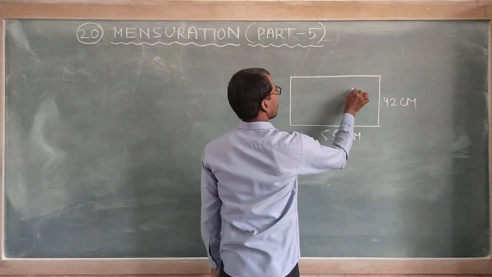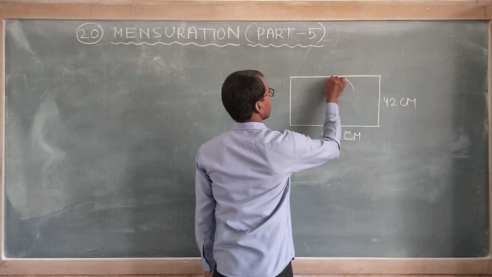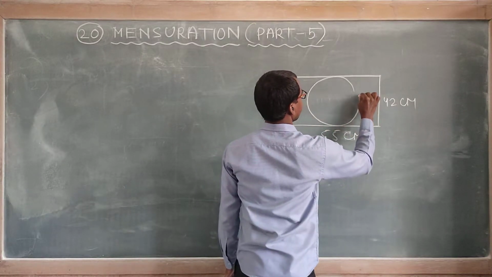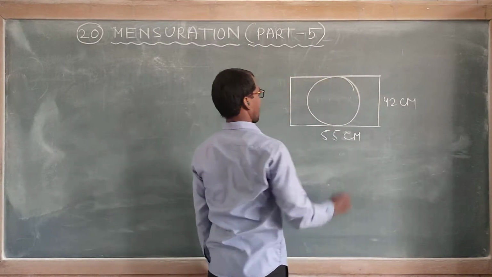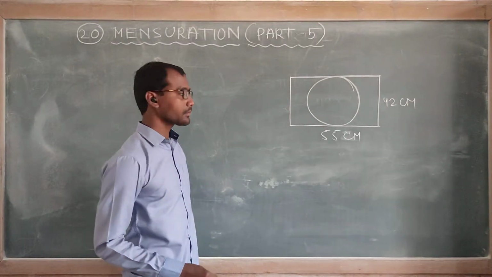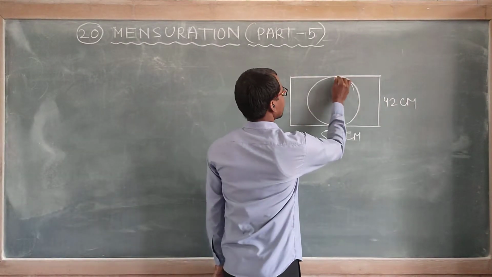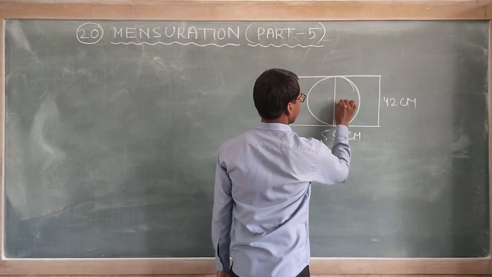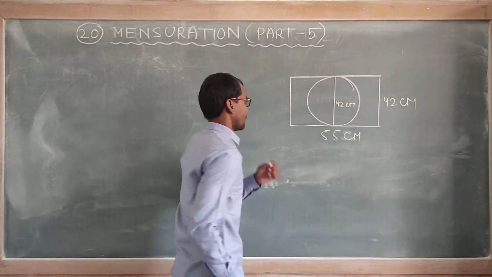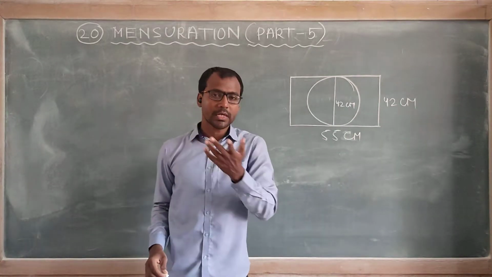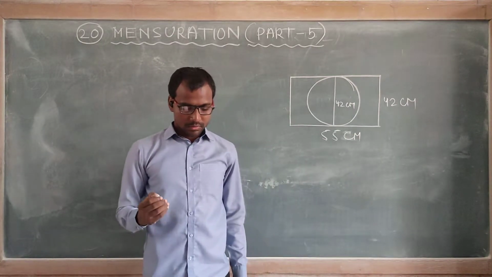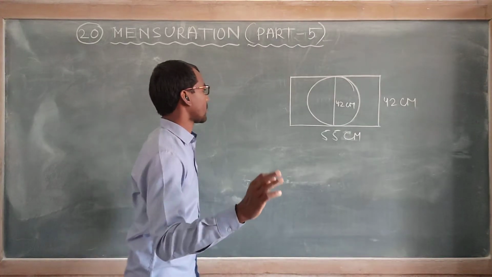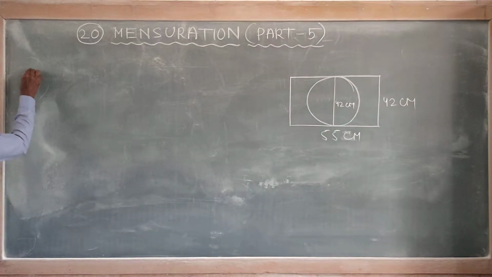So the circle must be touching the sides of the rectangle like this. So its diameter must be 42 cm. This is also 42 cm. So we got the diameter, which means we will get the radius. Then we have to find the ratio between the area of circle and the remaining. So let us find the area of the circle first.